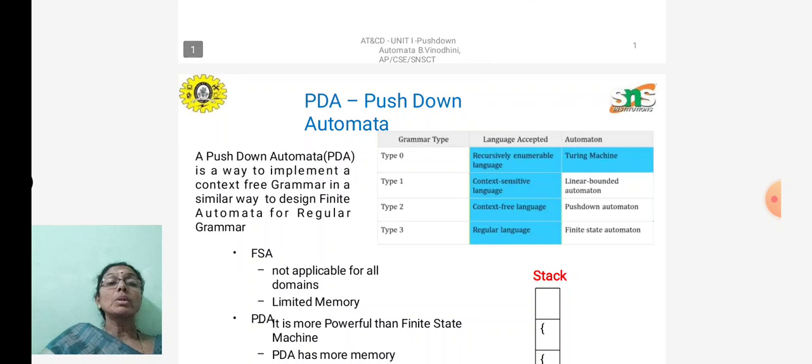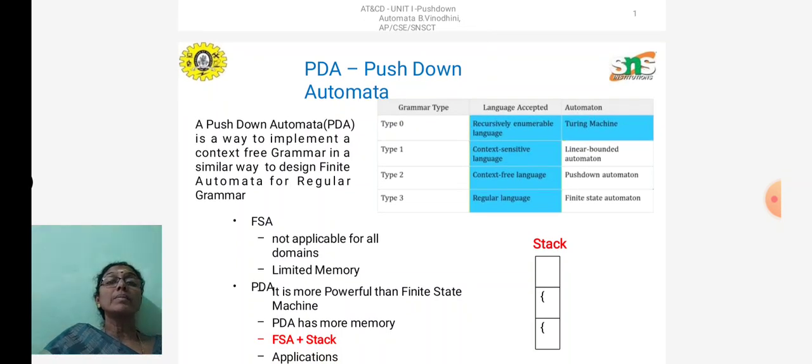So the push-down automata is the way to implement the context-free grammar, in a similar way to designing a finite state automata for regular expressions. Let me recap the Chomsky hierarchy. Based upon the Chomsky hierarchy, the types of grammar are type 0, 1, 2, and 3.